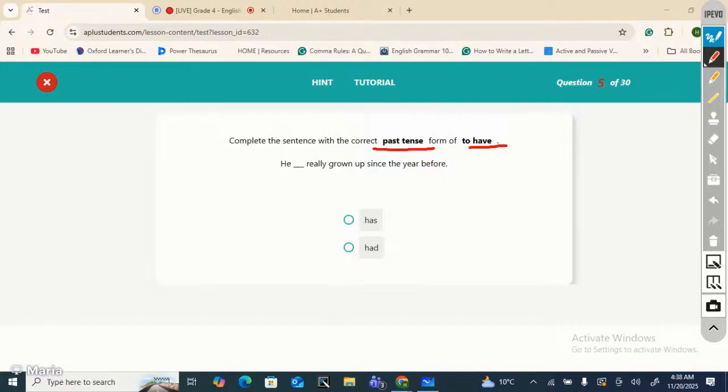Well, Ruwan, you're saying it's option one. If you look at the instruction, you're asked to write the past tense form of the verb to have. Option one is has. It's not the past tense form. Had is the past tense form of the verb to have. He had really grown up since the year before. So it's not has, it's had. Lawal, this is past tense. We have to complete the sentence with the past tense form of the verb to have. It's had.